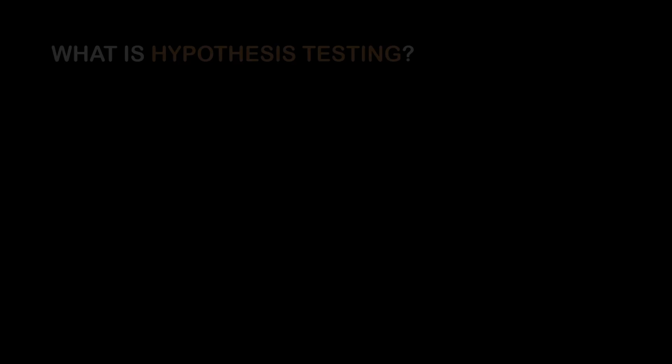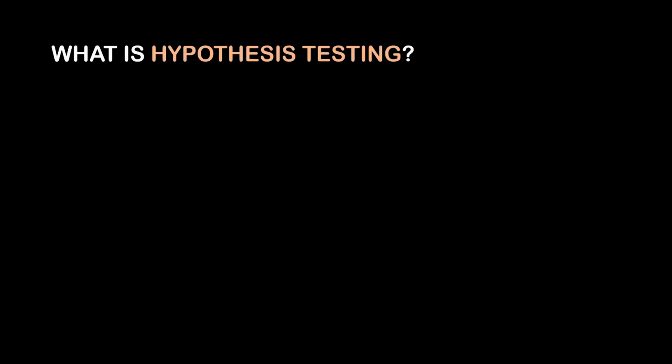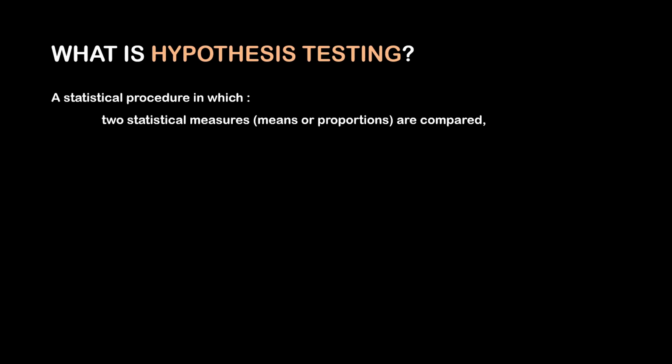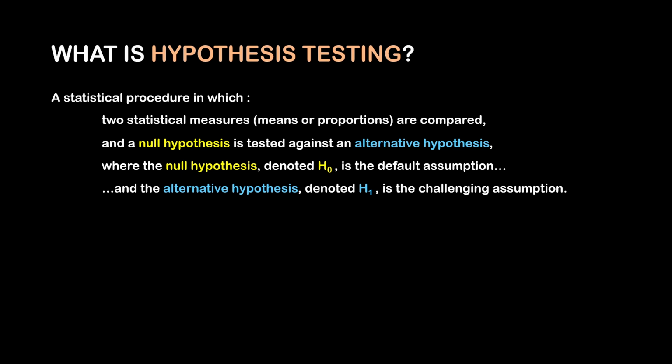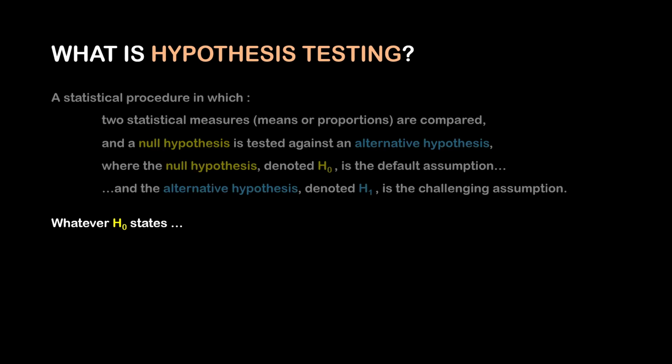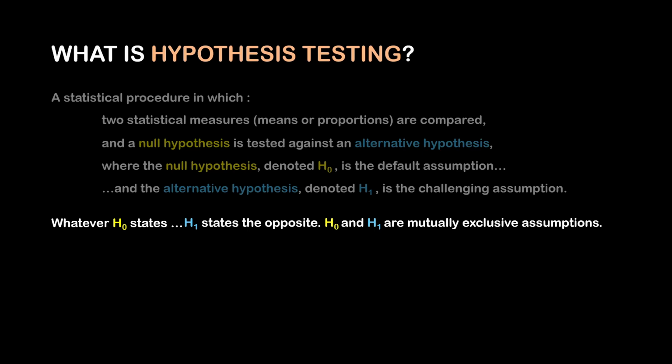Now let me give you a definition of hypothesis testing. Hypothesis testing is a statistical procedure in which two statistical measures are being compared, usually means or proportions, and a null hypothesis is tested against an alternative hypothesis, where the null hypothesis, denoted H0, is the default assumption, and the alternative hypothesis, denoted H1, is the challenging assumption. Whatever the null hypothesis states, the alternative states the opposite. H0 and H1 are mutually exclusive assumptions.